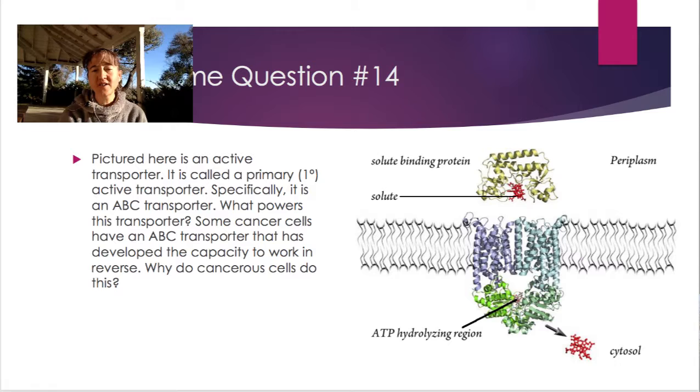In primary active transport, we see ATP being hydrolyzed as the source of energy. So a good example of this is ABC transporters, or ATP binding cassette transporters. And they do hydrolyze ATP in order to bring in a solute, but that solute is bound to a solute binding protein that helps to adapt it to transport by the integral membrane portion of the transporter.